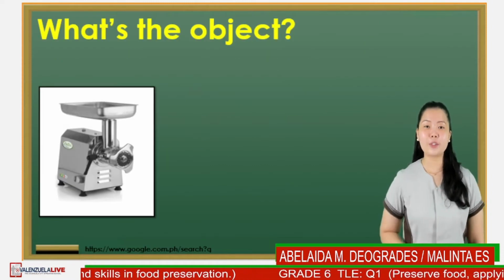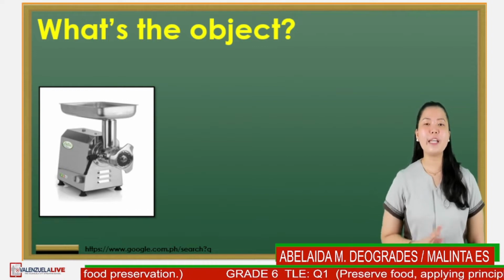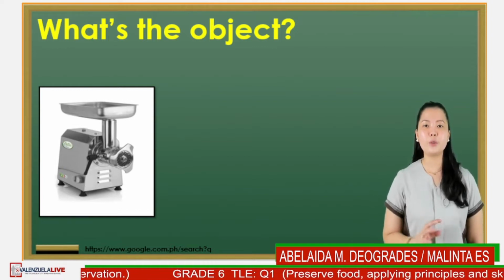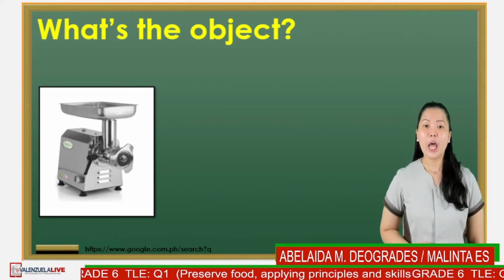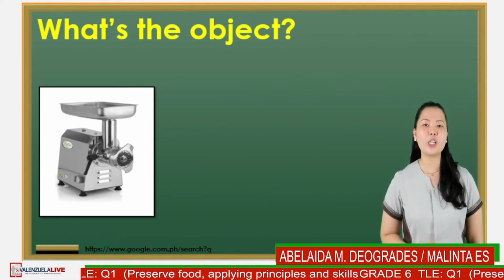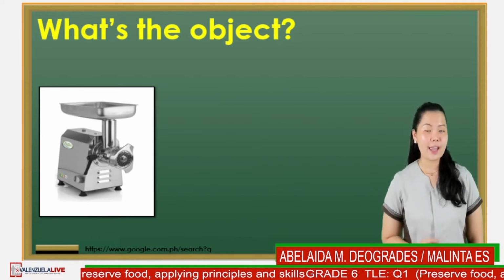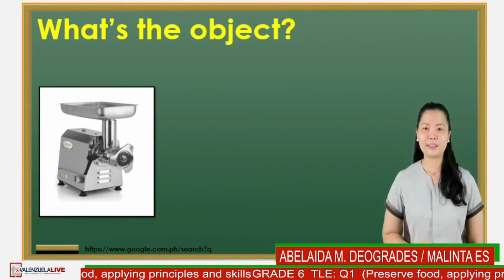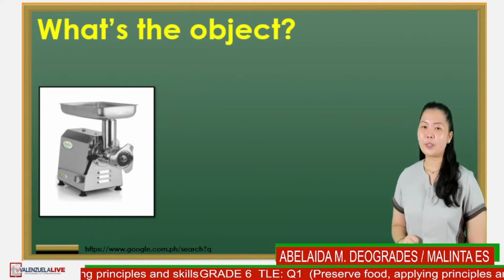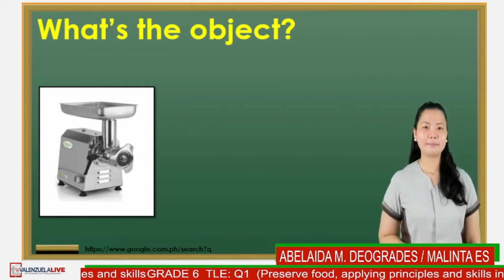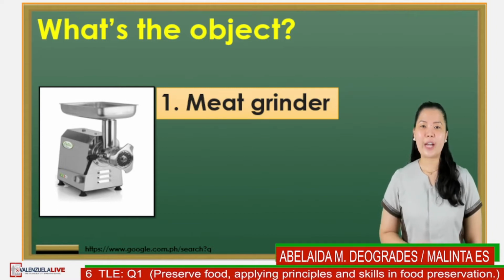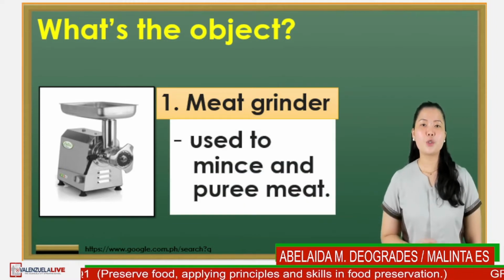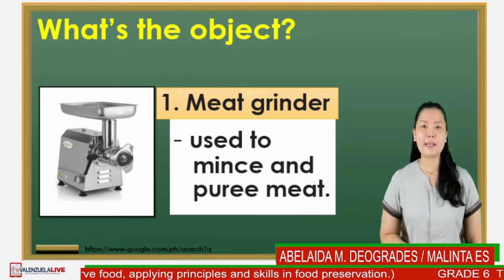Are you now ready to learn? With preserving and processing food, we need to use the right tools and utensils. Using them helps you do the food preservation process easier and safer. Let us have what is the object. Number 1. The answer is meat grinder. It is used to mince and puree meat.